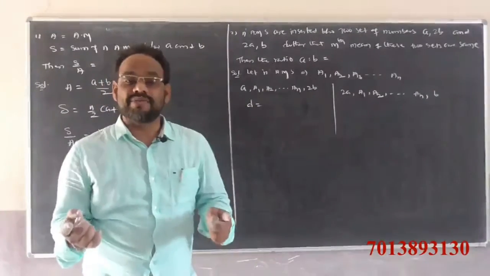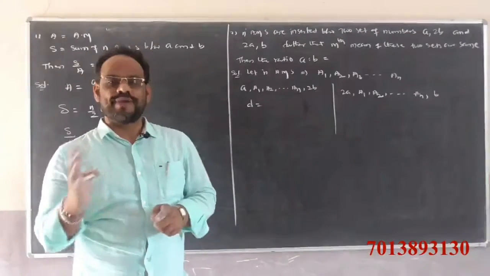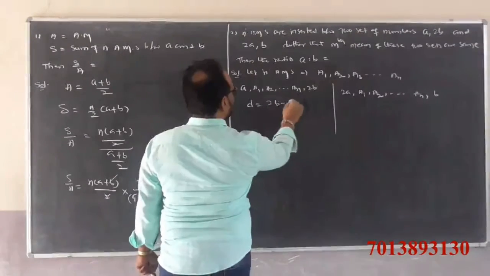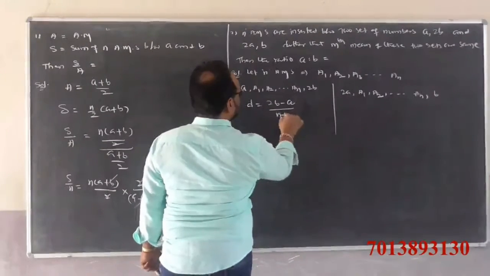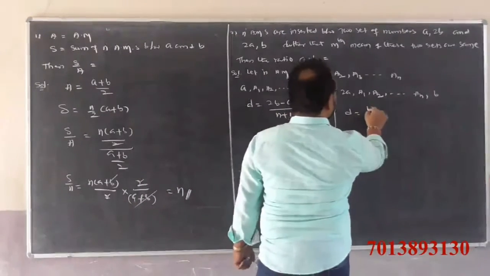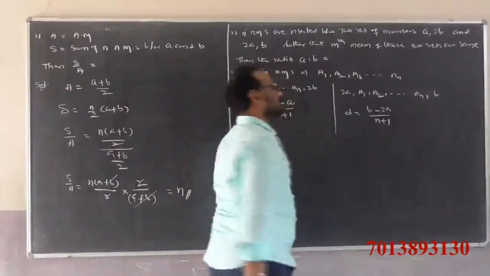If n arithmetic means are inserted between A and B, then the common difference D is equal to (B minus A) by (n plus 1). Here the B value is 2B, so we get (2B minus A) by (n plus 1). For the second set, the B value is B and the A value is 2A, so the common difference is as shown. This is the common difference.